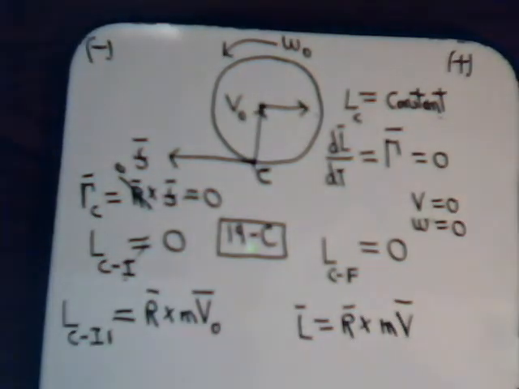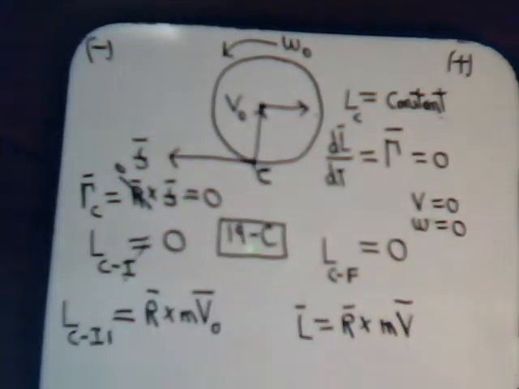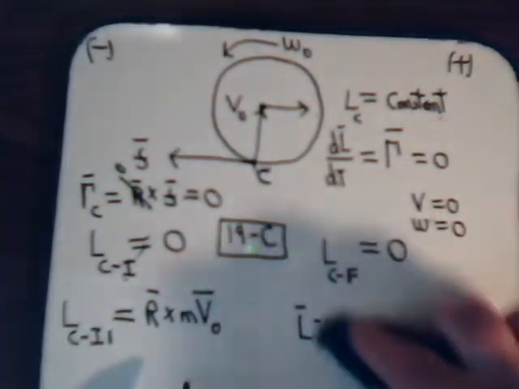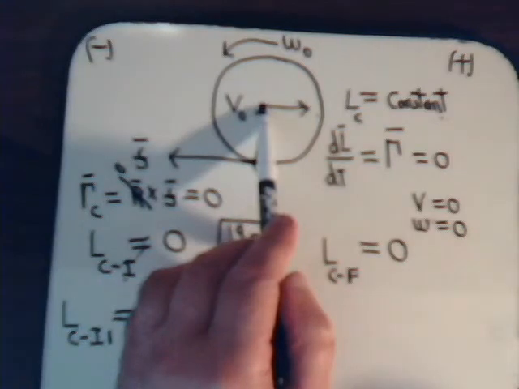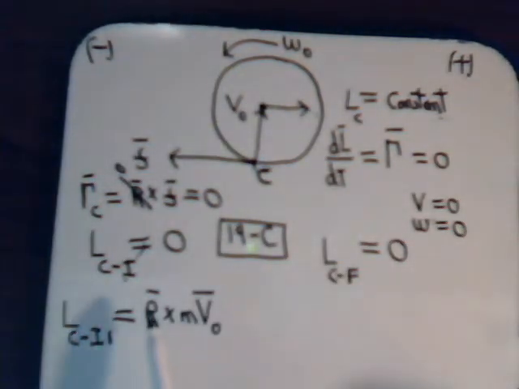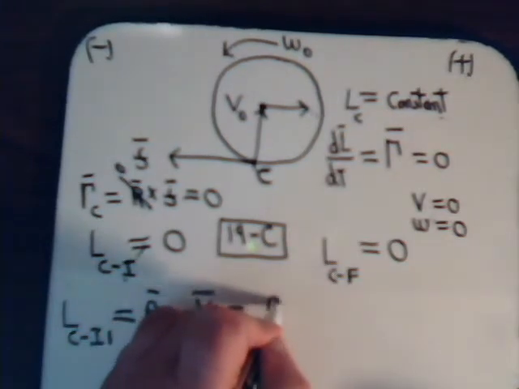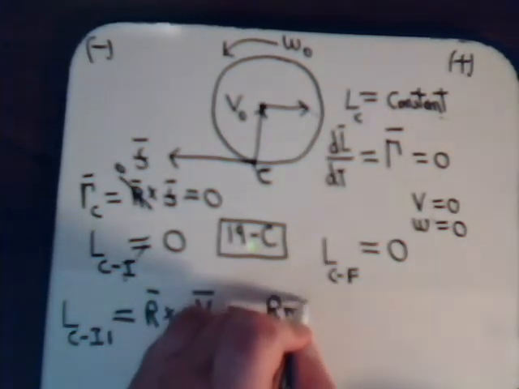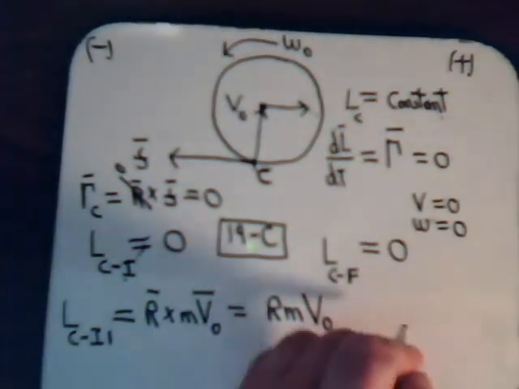So that is the angular momentum of the center of mass about point C. It's this cross product. And this is real easy to evaluate, obviously, because the radius R and V0 are perpendicular to each other. So this is just simply going to be R M V0. But is this a positive or a negative value?